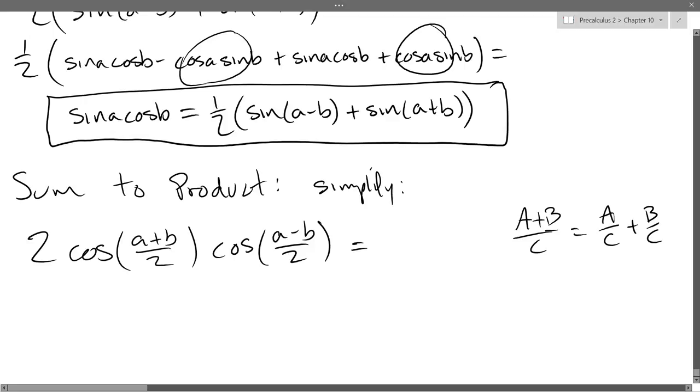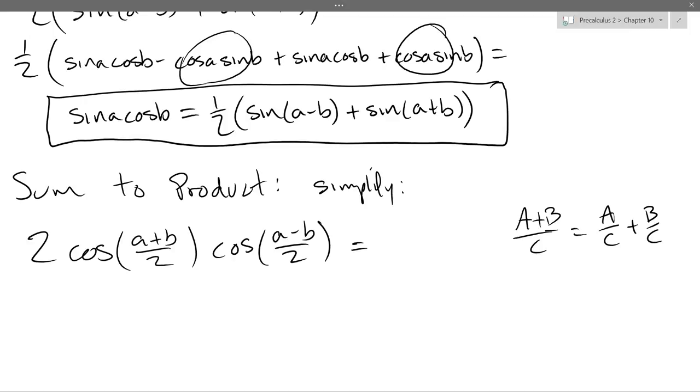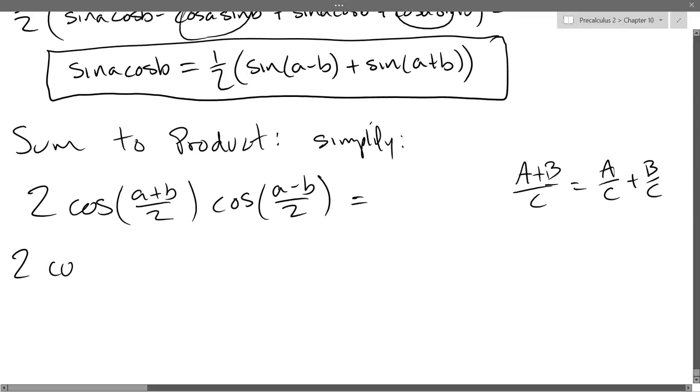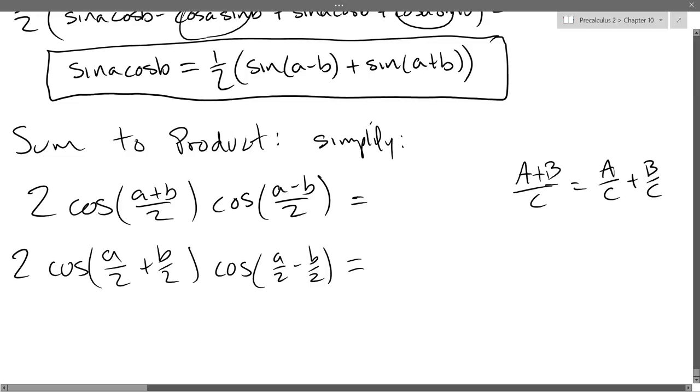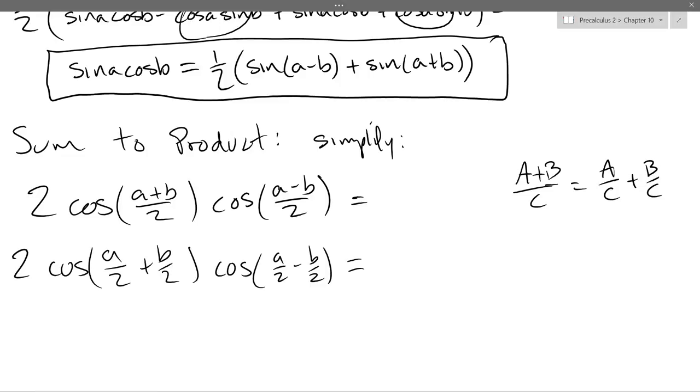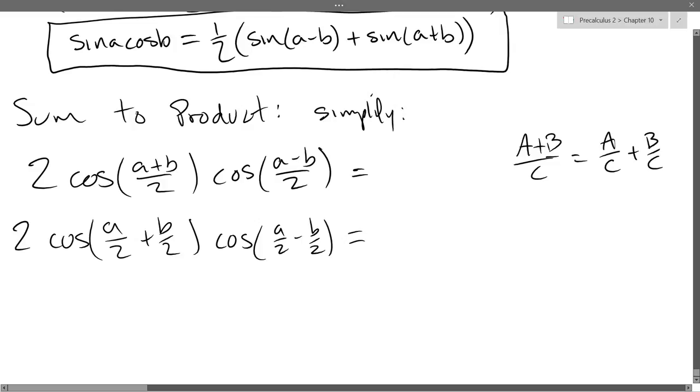So I'm going to take our sum in the numerator and write it as two fractions added together. So we get 2 cos (a over 2 plus b over 2) cos (a over 2 minus b over 2). Now I'm worried this is not really the way I want to go. Yeah, we'll just go this way for now and see if we can get to where I want to go.